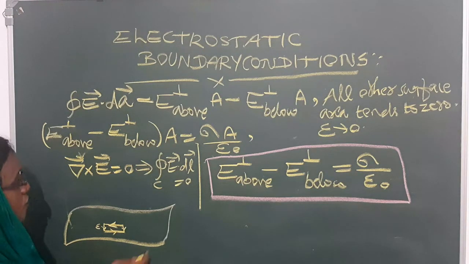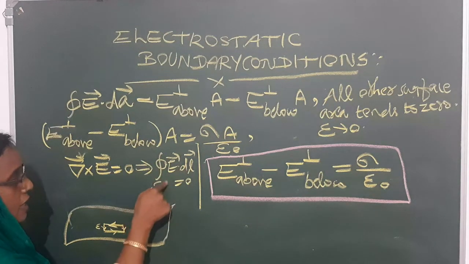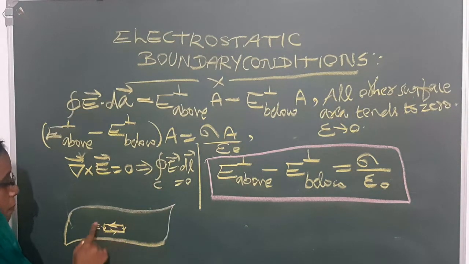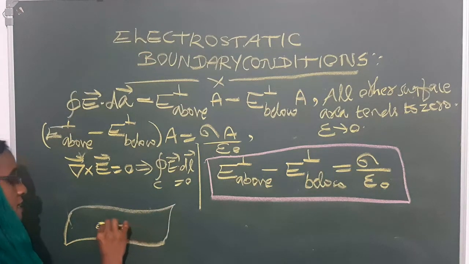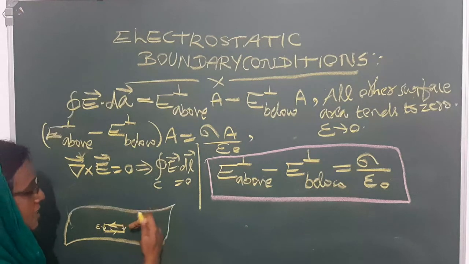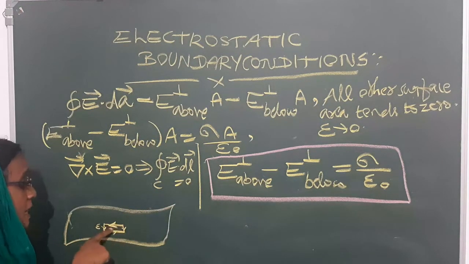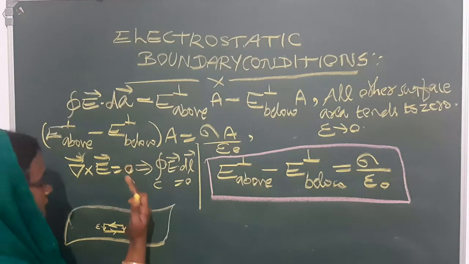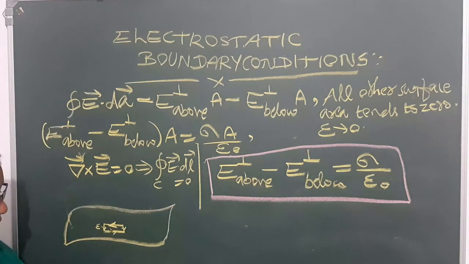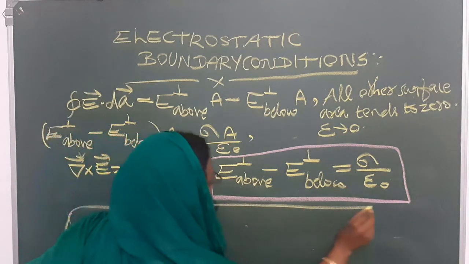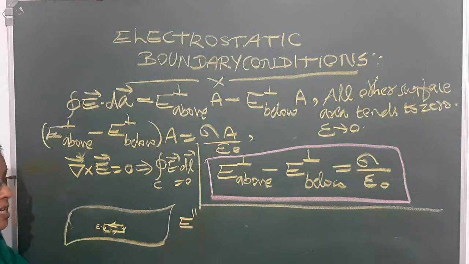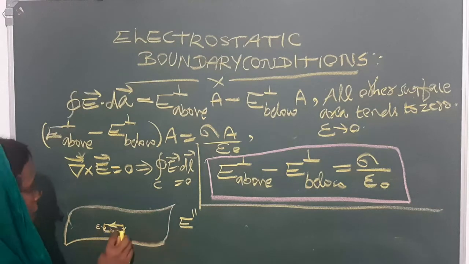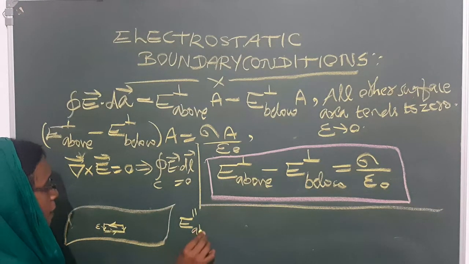Now we apply this closed integral E dot dl along this path. From this diagram itself you can see that we want to take the component of electric field along this line, that means along the surface. That means the tangential component of electric field. Since this tangential component is parallel to this surface, I write here E parallel, E parallel above for this line.